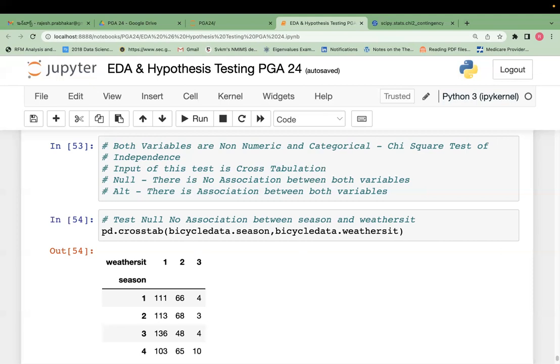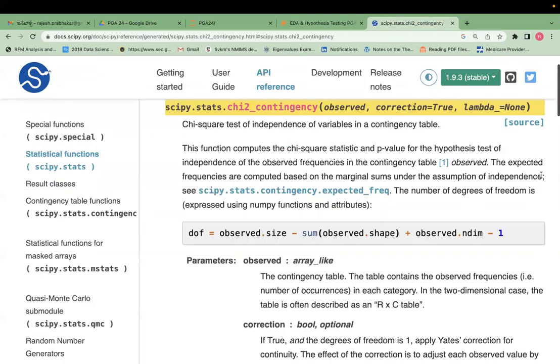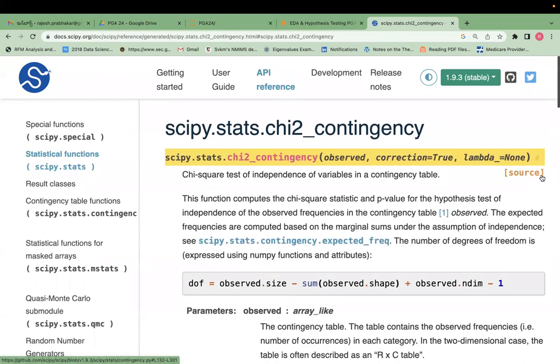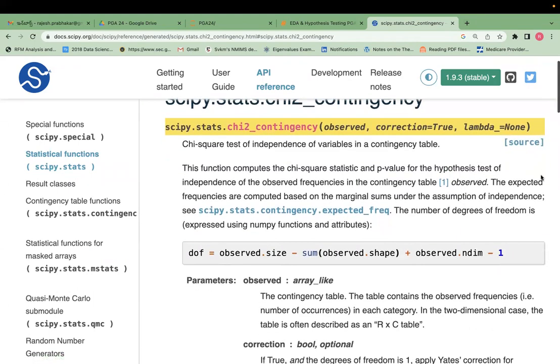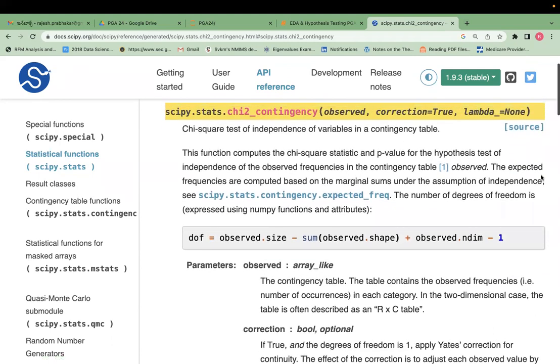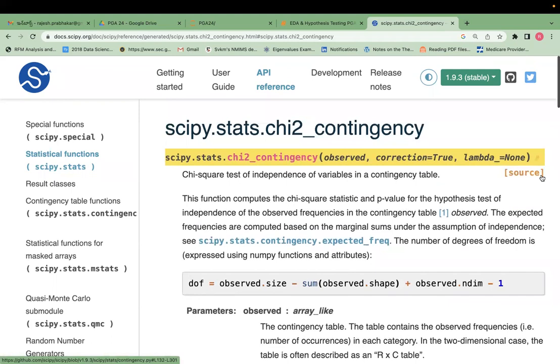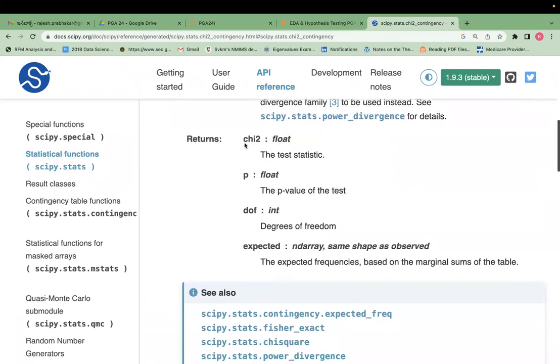All right. Now the function is chi2_contingency, scipy.stats.chi2_contingency, which is the function for chi-square test of independence. It returns the output that includes the chi-square statistic, the p-value, the degrees of freedom, and the expected table.